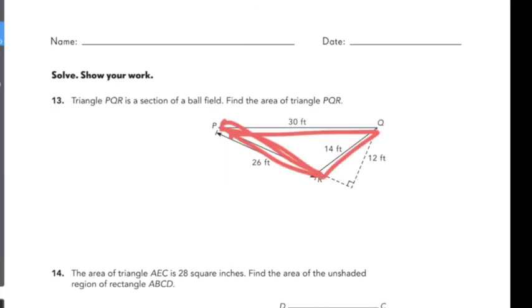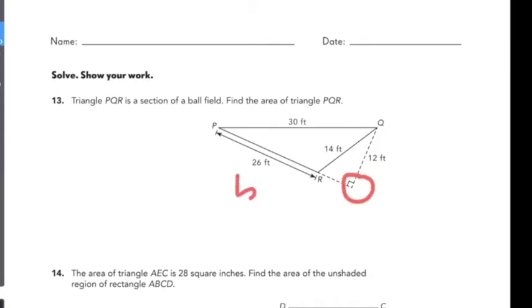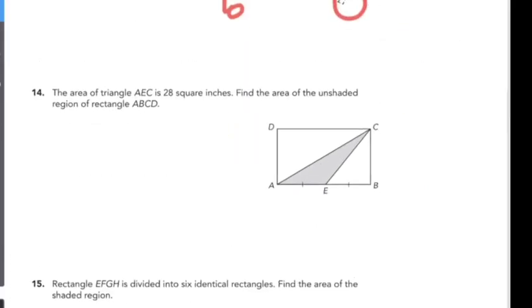Okay, so you can see that we have a right angle here. So this is going to be the base. The 26 is the base, so 12 has to be the height. So you could solve that. All right, next one we talked about a little bit in class, number 14.